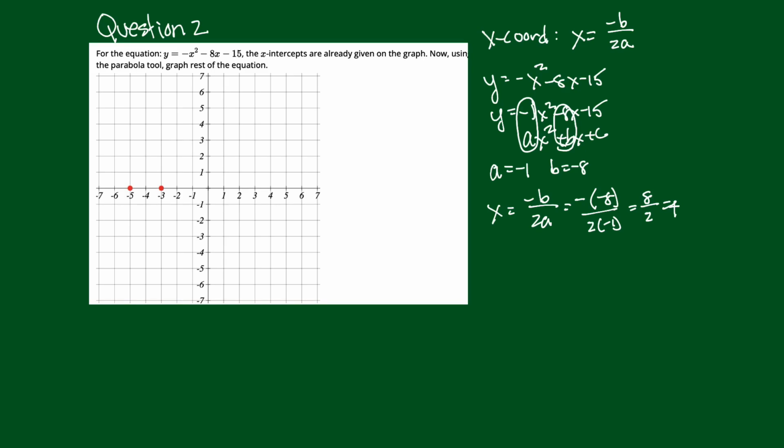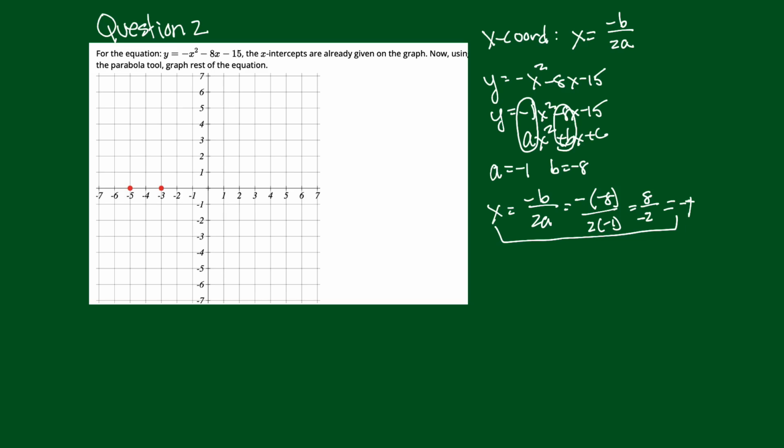But you probably caught this before I did. It's not 4. What is this? 2 times negative 1 is negative 2. All right, negative 2. So how about now that the x-coordinate is at negative 4. All right, so the x-coordinate is at negative 4.